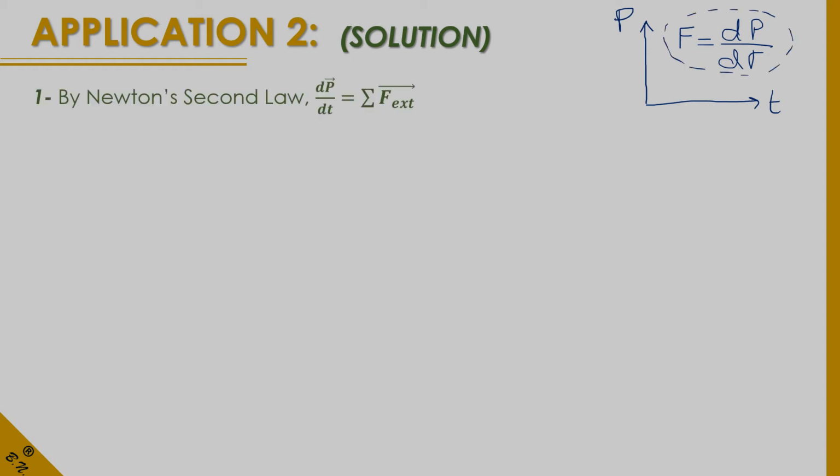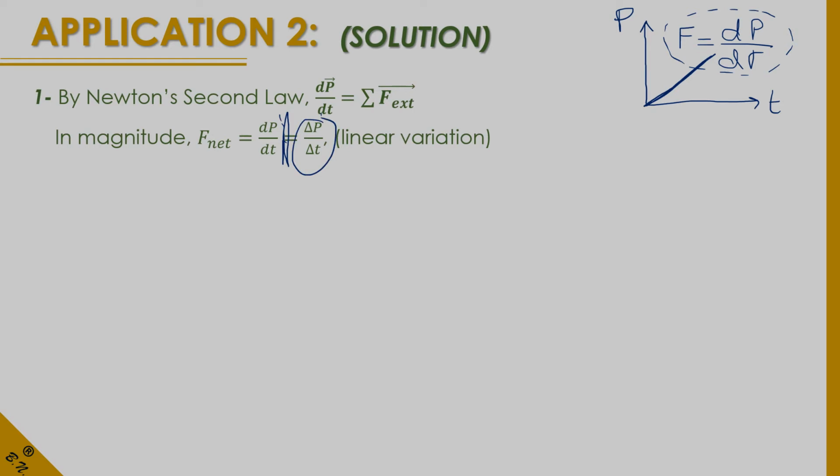So here we go. By Newton's second law, dp by dt is the summation of F external, as a vector relation. Now, the graph shows the variation of momentum as a magnitude with respect to time. So in magnitude, the net force is nothing but dp by dt. Since the variation is linear, the graph is a straight line, which has constant slope. dp by dt is the derivative, or the slope, of that line. In other words, you can simply replace it by delta p by delta t, since we have a linear variation. Thus, F net equals slope.